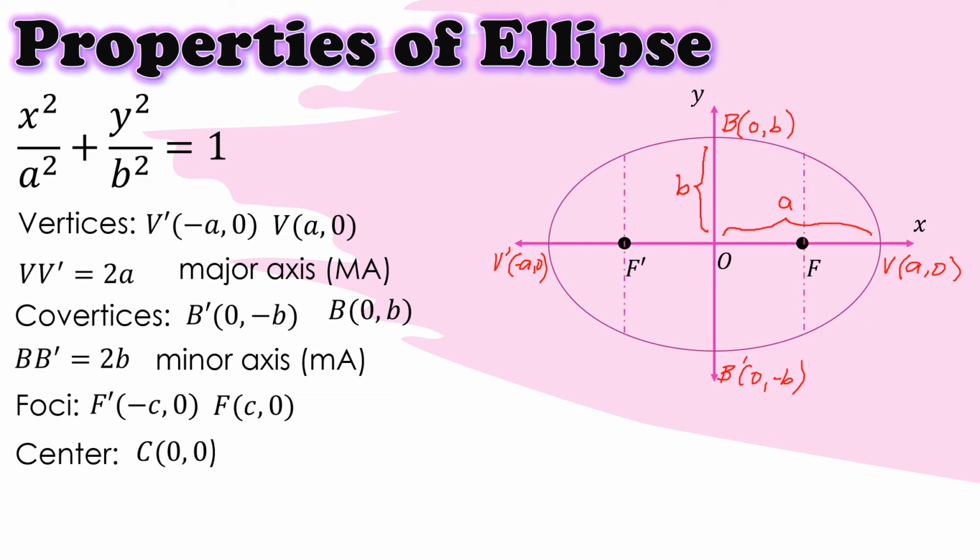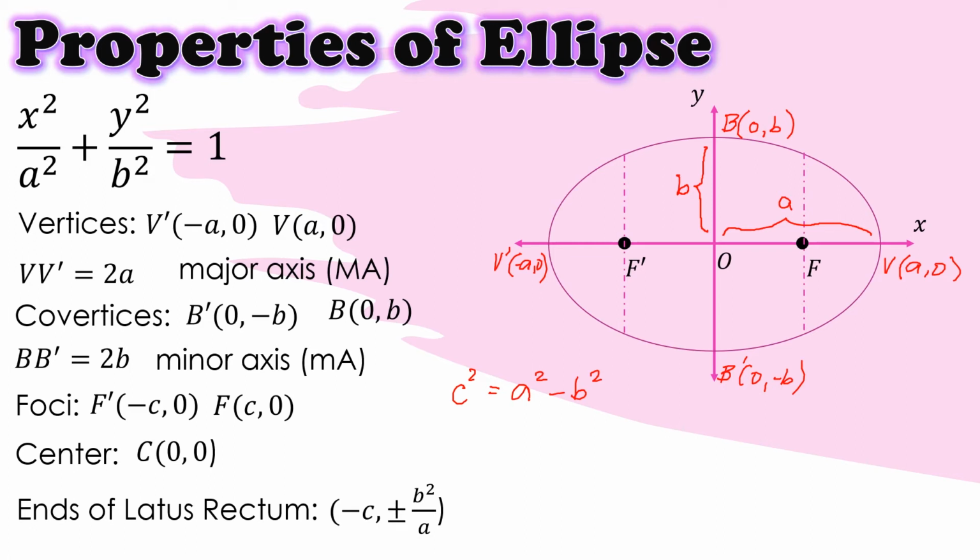The chords of the ellipse passing through the foci and perpendicular to the major axis is what we call the latus rectum. The ends of the latus rectum may be obtained by substituting x equals c to the equation x squared over a squared plus y squared over b squared equals 1, and using the relation c squared is equal to a squared minus b squared.